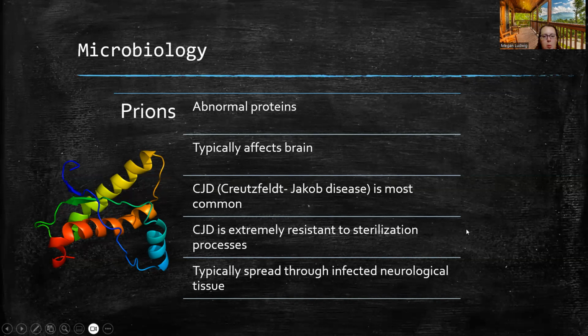And why this is so important is because it's extremely resistant to sterilization processes. Our typical sterilization process, 270 degrees for however many minutes, will break down and kill normal bacteria, spores, and viruses, but it doesn't typically kill prions, because they're not living, for one, and they're proteins. So you have to take special measures if you know something is infected with a prion. It's typically spread through infected brain tissue, neurological tissue.